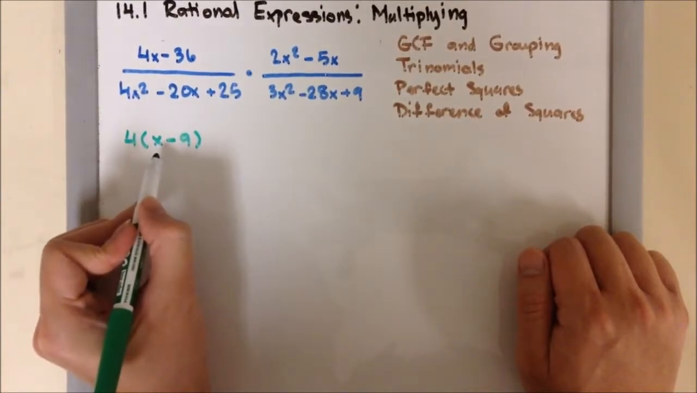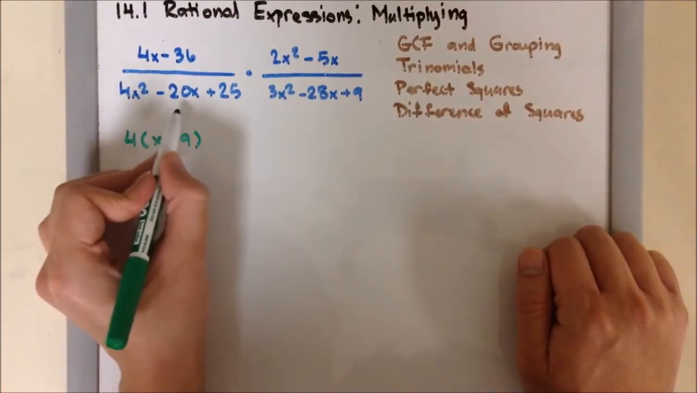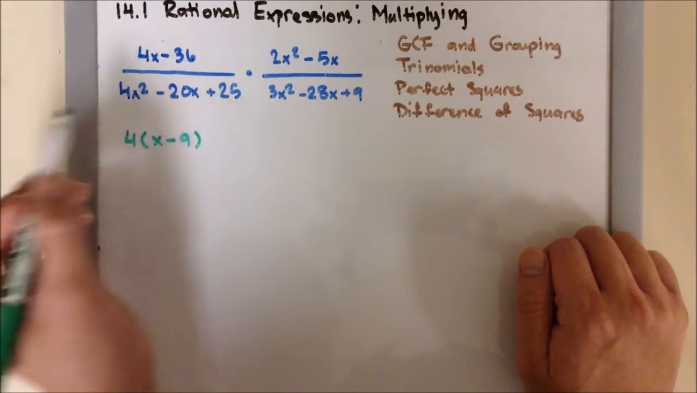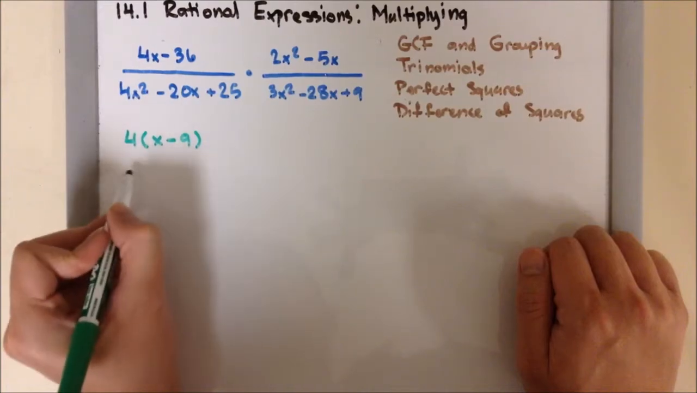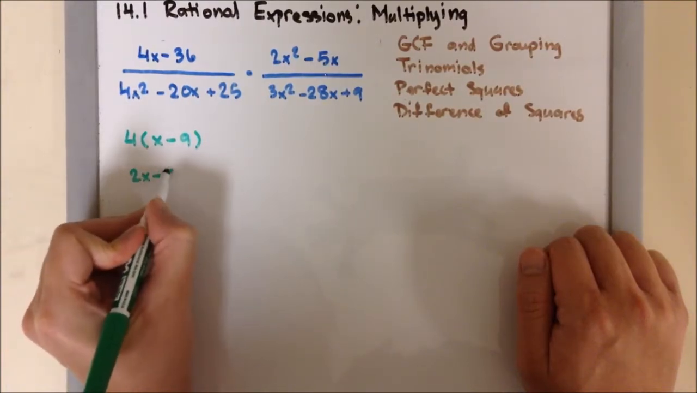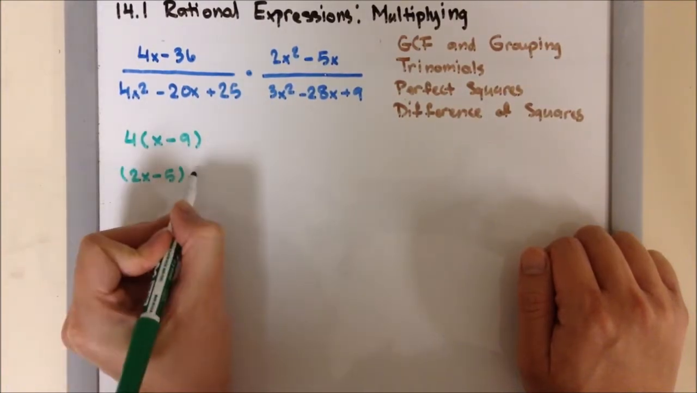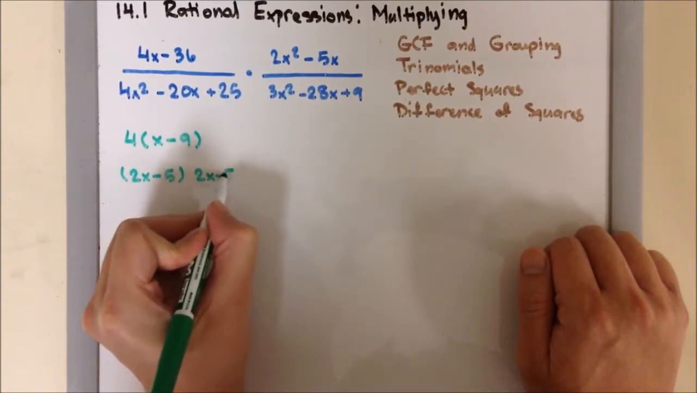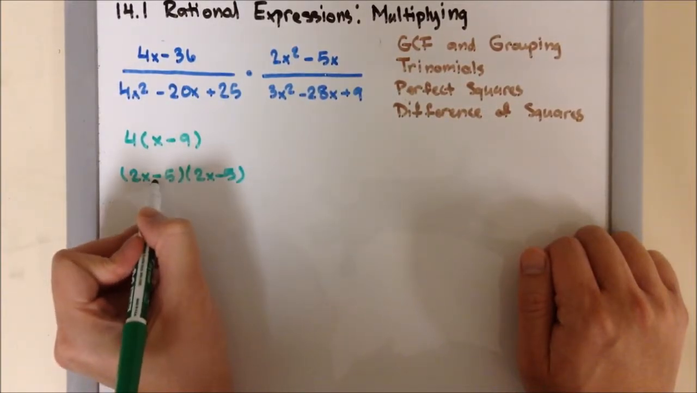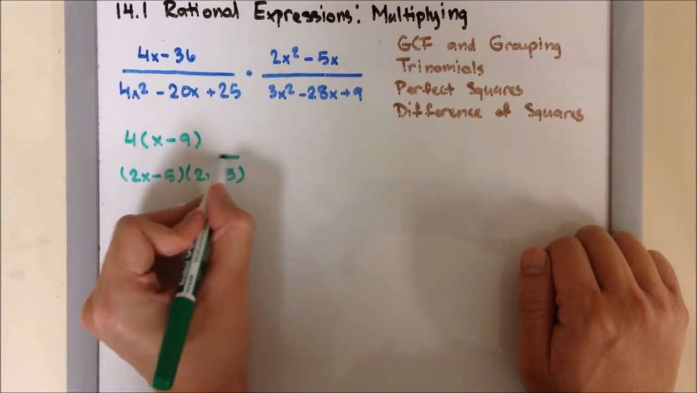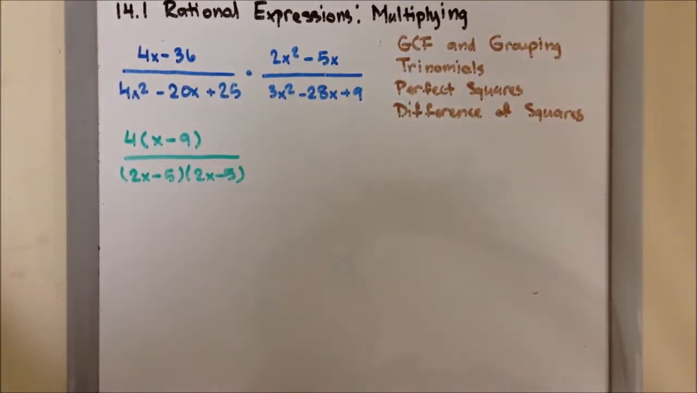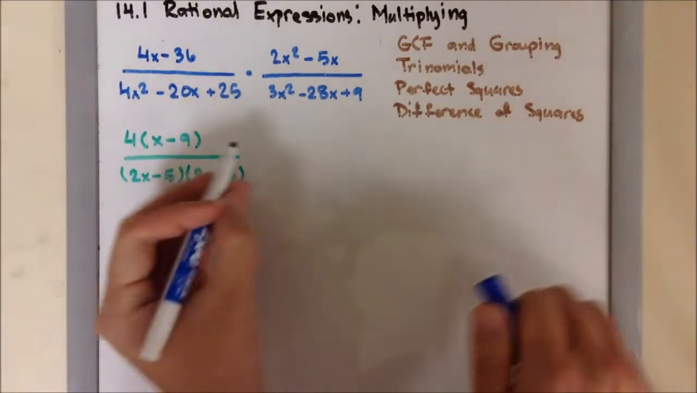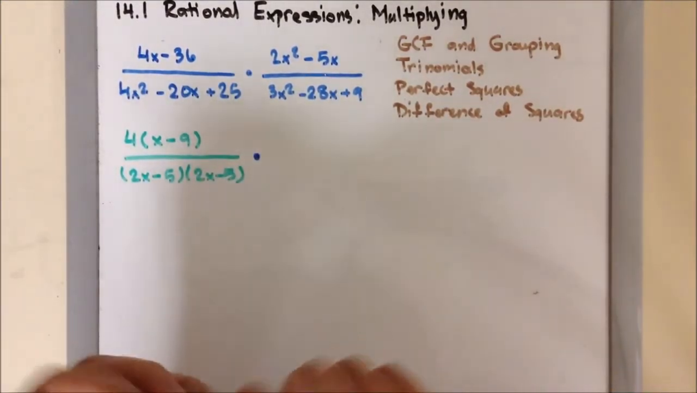In the bottom, it's 4x squared minus 20x plus 25. This is a perfect square, so when I factor out the perfect square, I'm going to leave it in expanded form, meaning I'm going to have two factors. So it's going to be 2x minus 5 times 2x minus 5. Again, it's minus because the middle term is minus. So I finished factoring the first fraction. Now let's factor the second fraction.